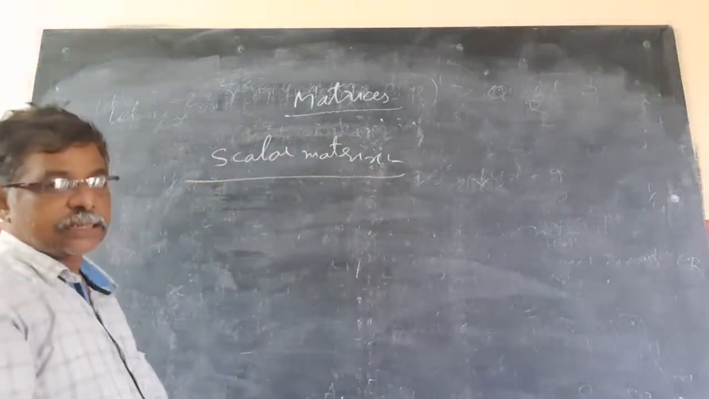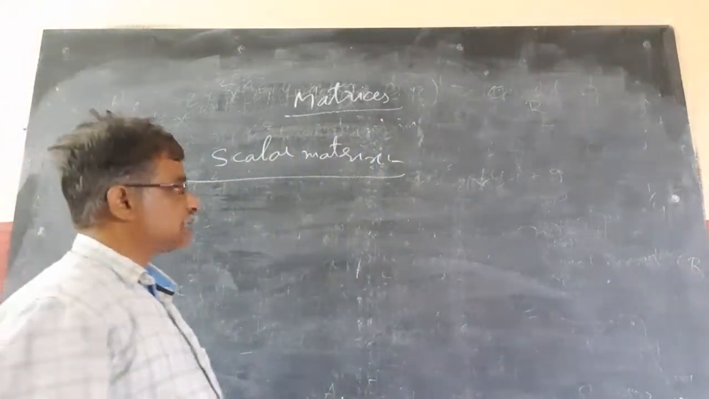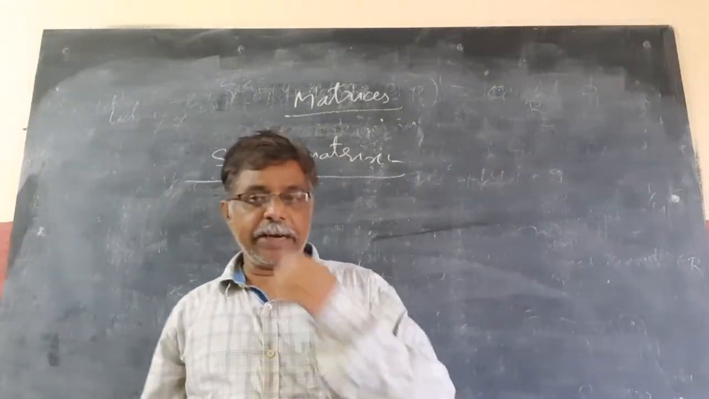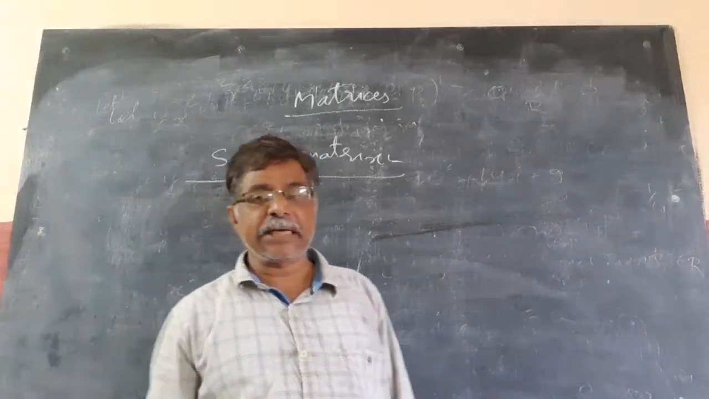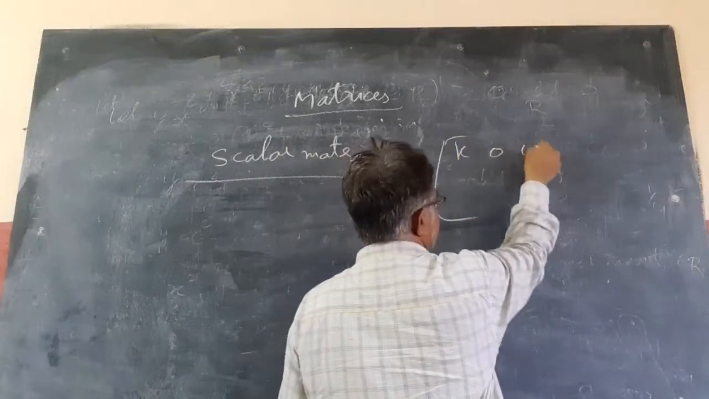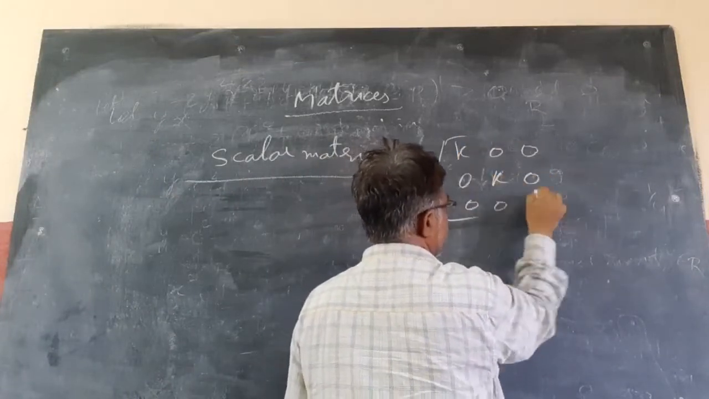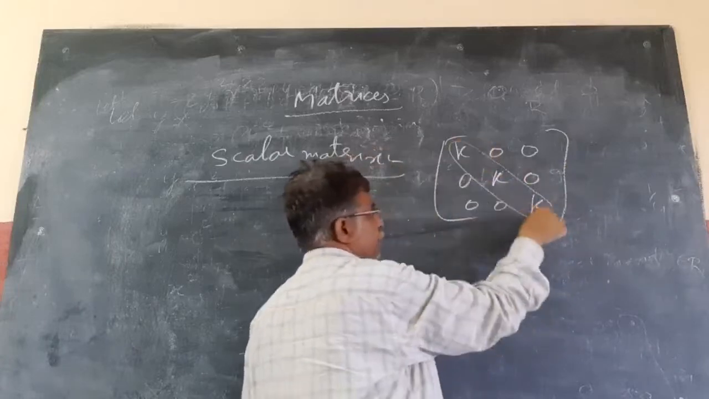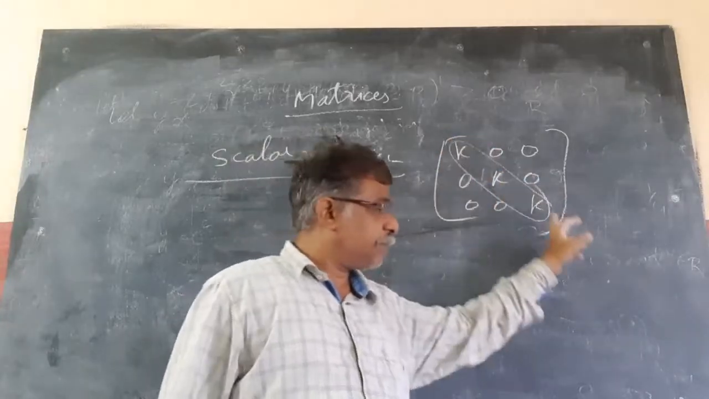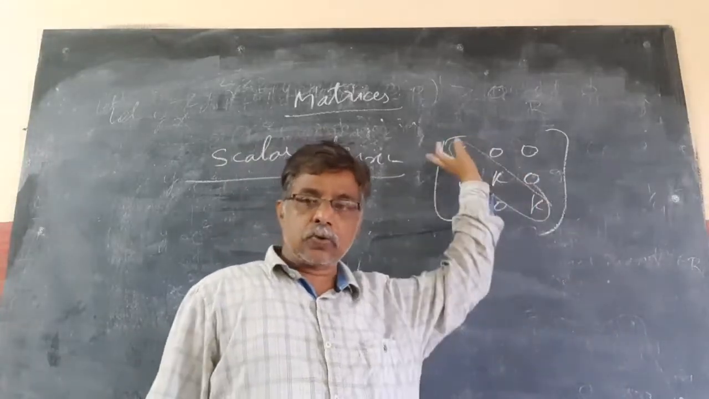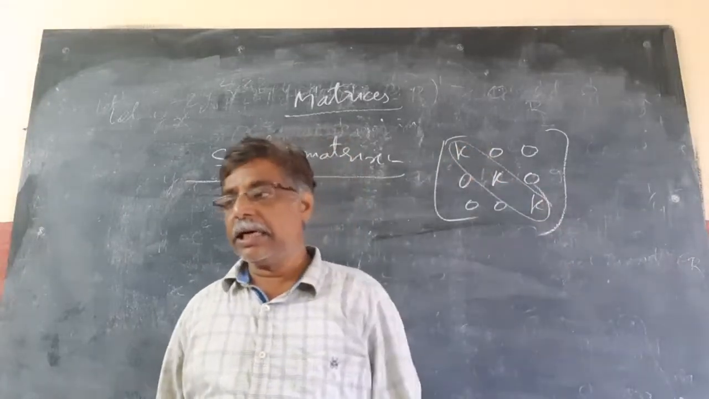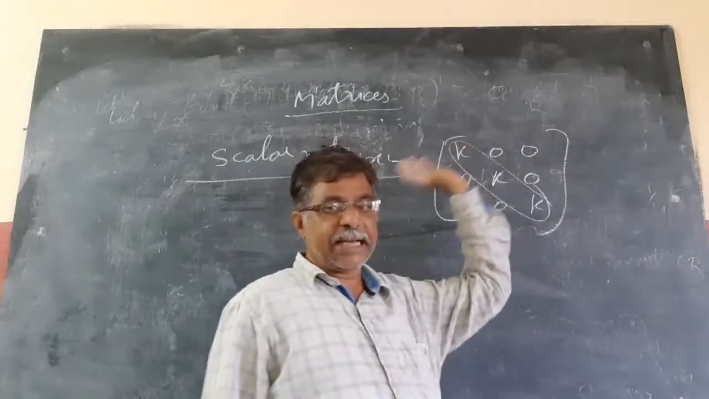Scalar matrix means in a square matrix, all the principal diagonal elements are equal and the remaining elements are 0. That is, k 0 0, 0 k 0, 0 0 k. Previously these three need not be equal. A diagonal matrix means these three need not be equal, but in a scalar matrix these three must be equal. Either 1 1 1 or 2 2 2 or 3 3 3, whatever it may be. So these three must be equal. That's why I keep k k k. So diagonal elements are equal and the remaining elements are zeros.